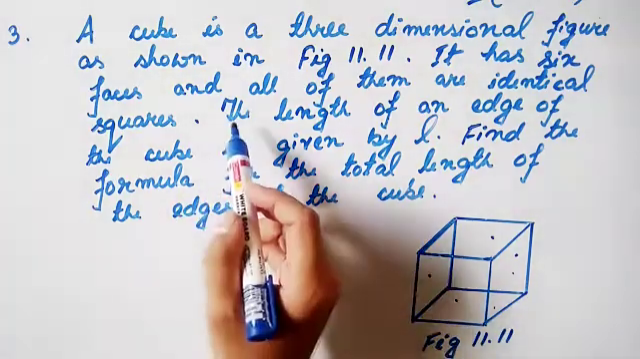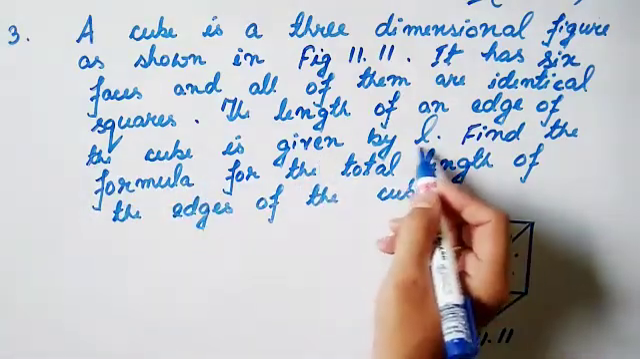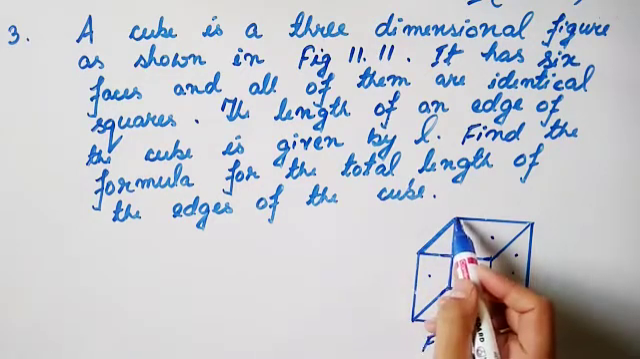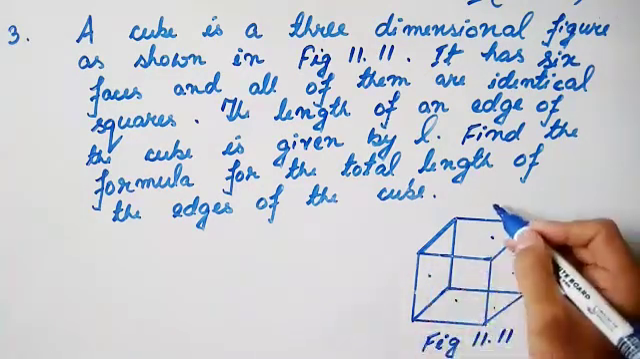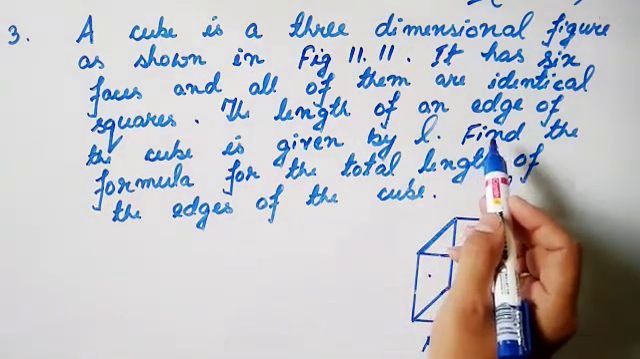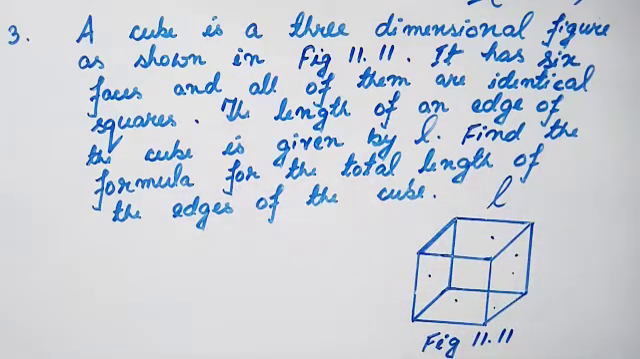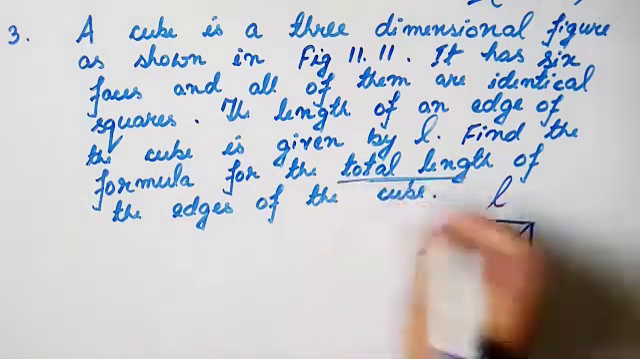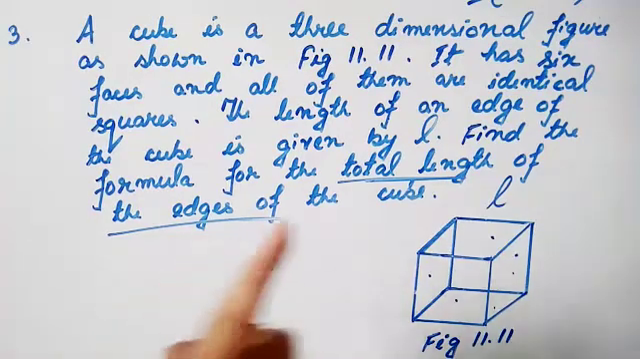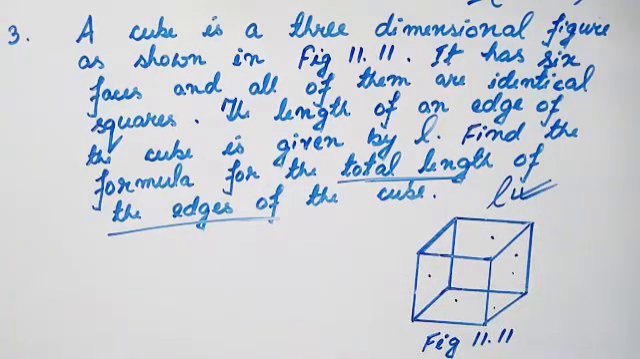And the question further says the length of an edge of the cube is given by L. So let us suppose that the length of this edge of this cube is given by the variable L. So the question asks us to find the formula for the total length of the edges of the cube. Understood? If the length of one edge of the cube is given by the variable L.